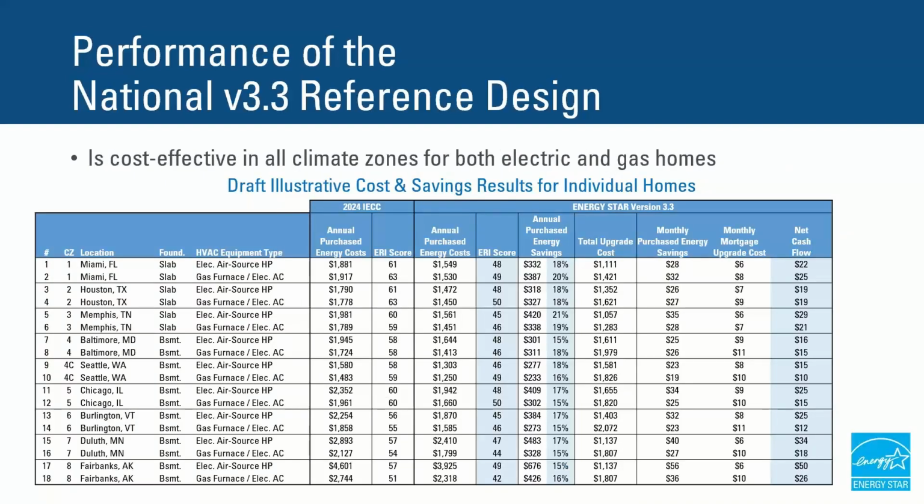In addition to meeting our savings target, we found that the new version is cost-effective, meaning a positive net cash flow. We estimated the incremental costs of the proposed new version relative to the 2024 IECC for one electric and one gas home in each climate zone. We then converted that cost into a monthly mortgage upgrade cost and then subtracted the monthly purchased energy or utility savings, and that gave us the net cash flow, which was positive in all locations.